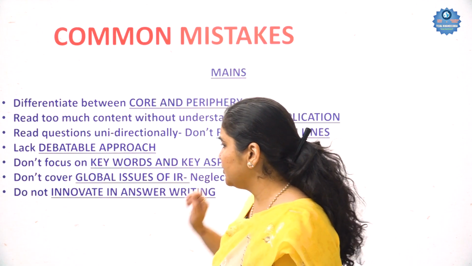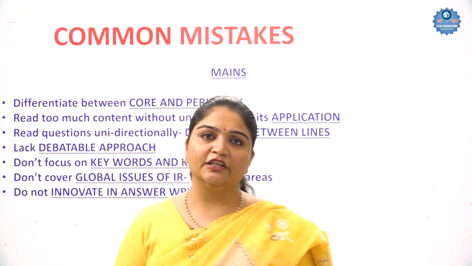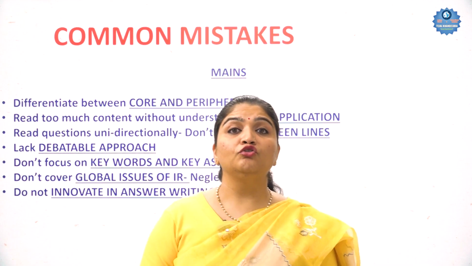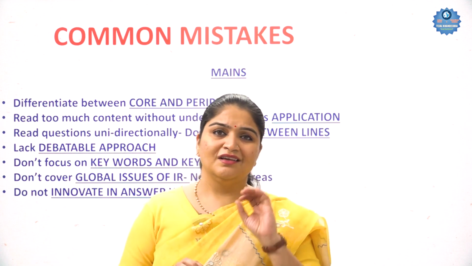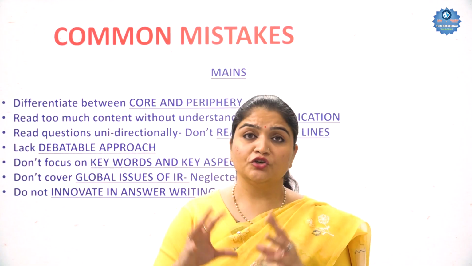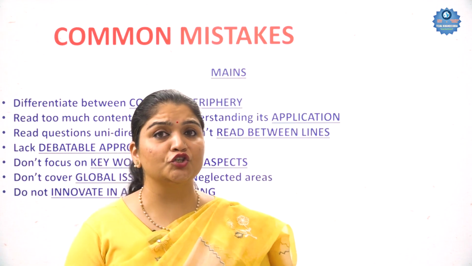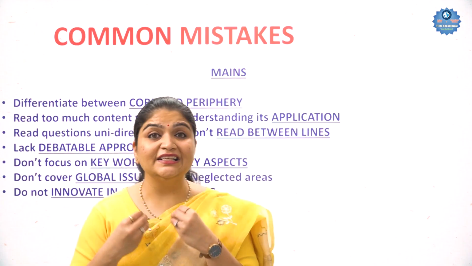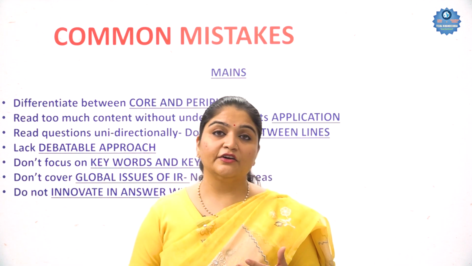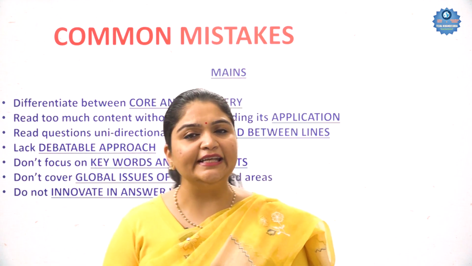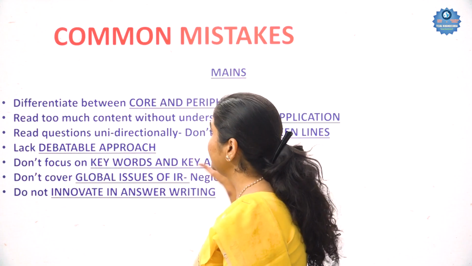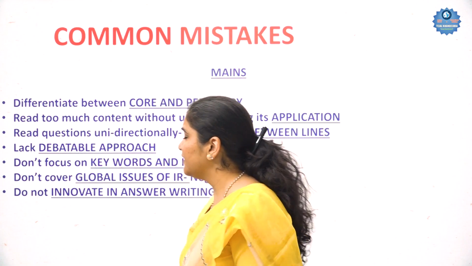Next is that students do not innovate in answer writing in the mains. They do not draw maps. They do not use facts correctly. They do not know which part of the question to highlight more and which part to highlight less. What should be the statements used? What should be the key lines? What should be the key terms? If all this is missing in your answers, then certainly the 50 marks which are really easy to win in Paper 2 are lost. Fine, so these are common mistakes students make in the mains.